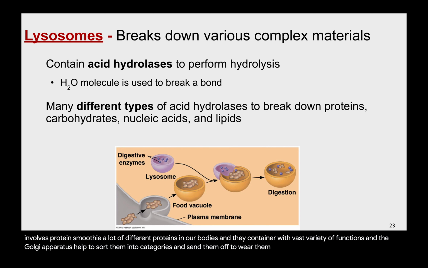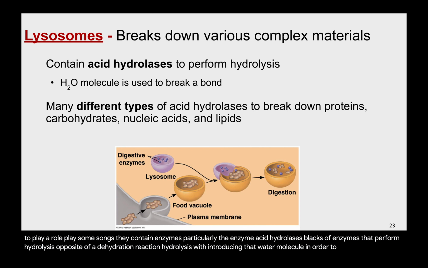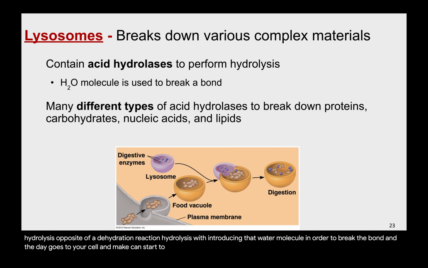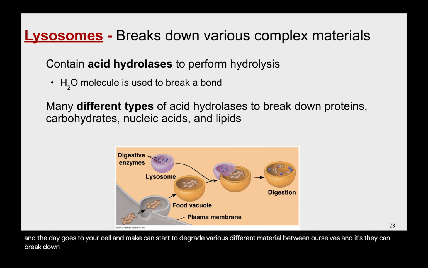Now, if we don't need something in a cell, this is where lysosomes can play a role. Lysosomes contain enzymes, particularly the enzyme acid hydrolases. Right, it's a whole class of enzymes that perform hydrolysis. So opposite of a dehydration reaction, in hydrolysis we're introducing that water molecule in order to break a bond. And they go through the cell and they can start to degrade various different materials within our cells. So they can break down proteins, lipids, nucleic acids, a whole set of biomolecules.